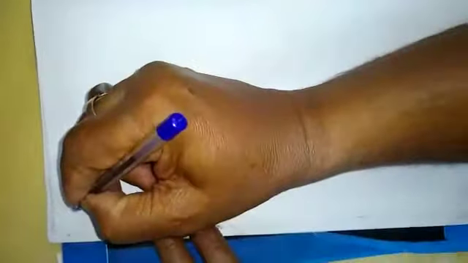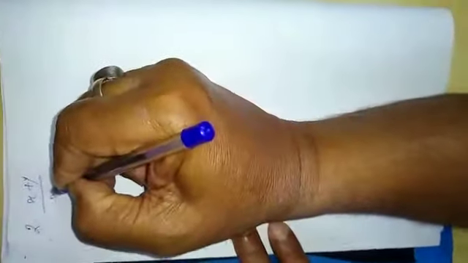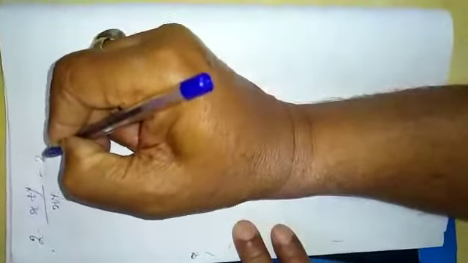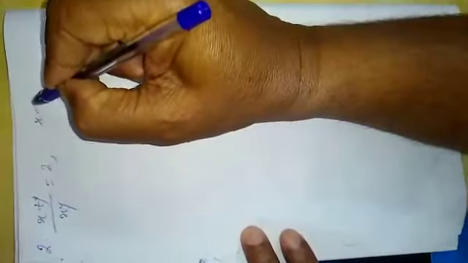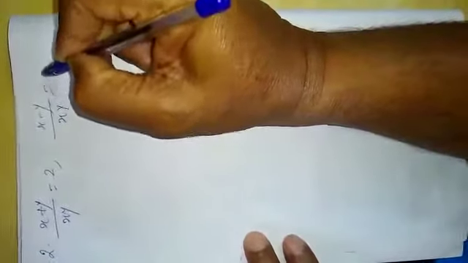So the first sum is over. That is the process of comparison. So the second sum, also in the method of comparison. Number 2, (x + y)/xy = 2 and (x - y)/xy = 1.